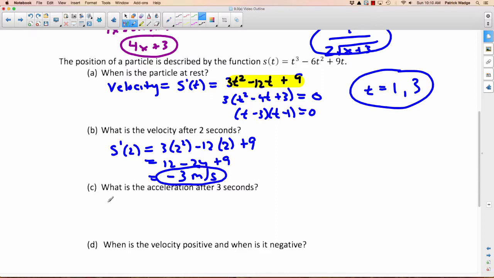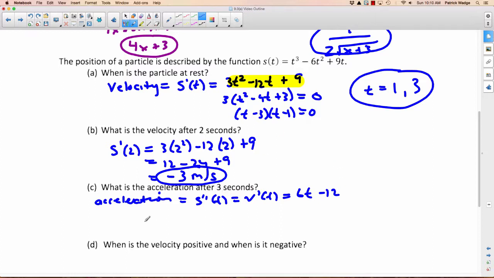What's the acceleration after 3 seconds? Okay, to get acceleration, you need to find s double prime of t, or if you want, v prime of t. So this was our s prime here. We've got to get s double prime, take a second derivative. No problem, power rule again. 2 comes down, you get 6t minus 12. This is just a constant, there's nothing to do.